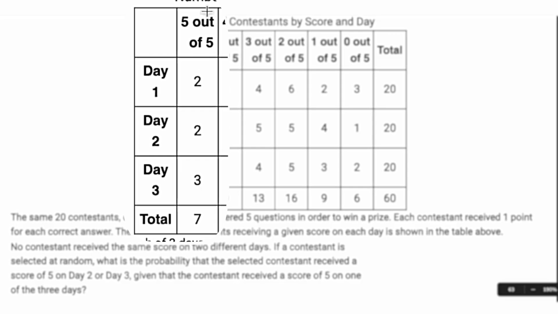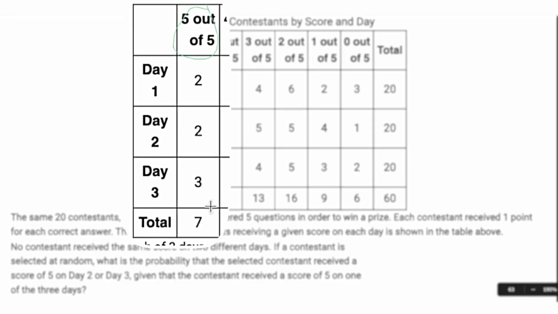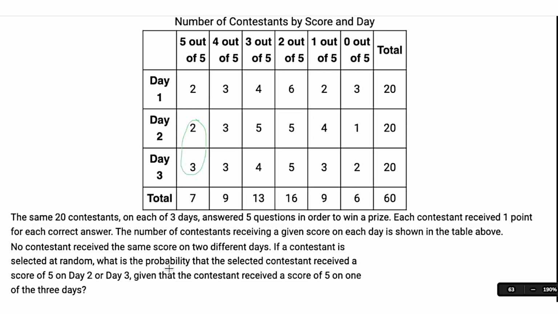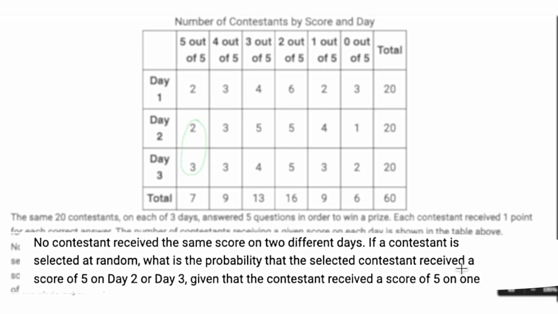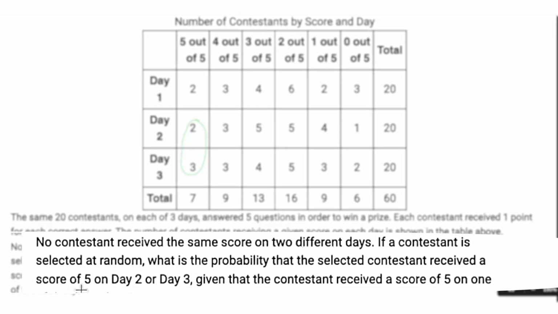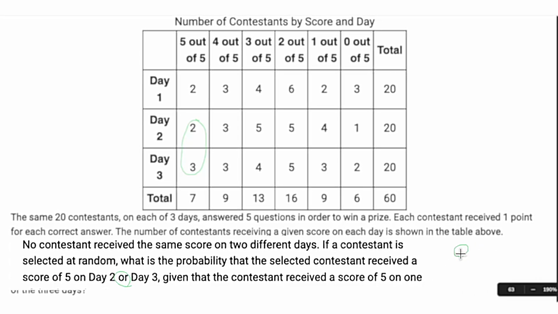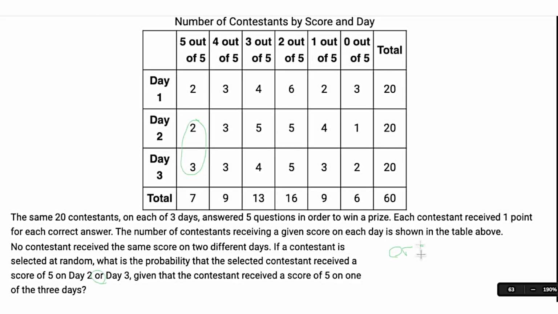A score of 5 would be 5 out of 5. So we're looking at this column and it says day 2 or day 3. So basically, what's the probability of these? And a little hack for you, it says, what is the probability that the contestant received a score of 5 on day 2 or on day 3? The important thing is, or means plus. Or means you add the probabilities.